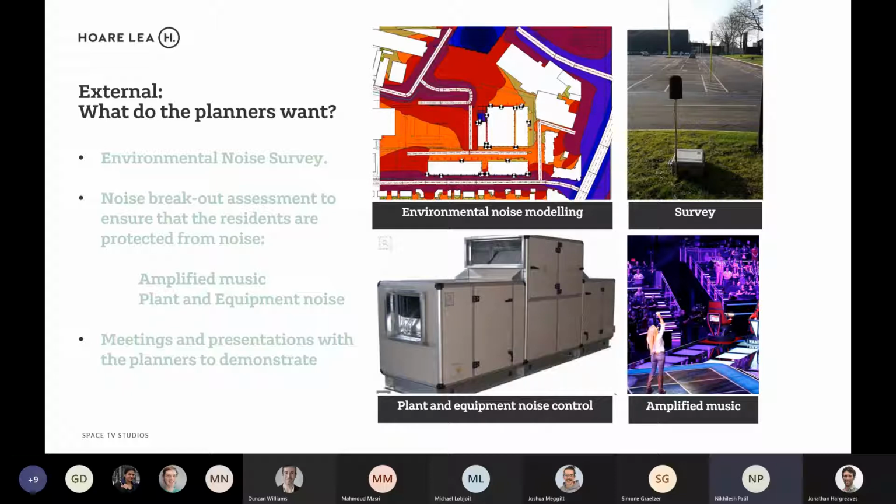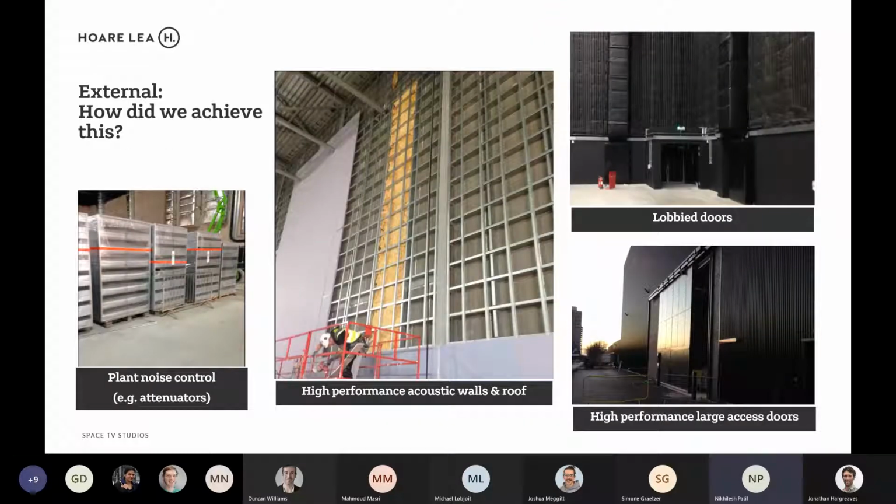And we want to obviously protect any of the residents from any amplified music or plant noise that may be coming from this prospective property. And we need to demonstrate that through going through a set number of iterations with the planners. So how do you achieve this? In a sense, you just have a lot of acoustic mitigation and acoustic control.